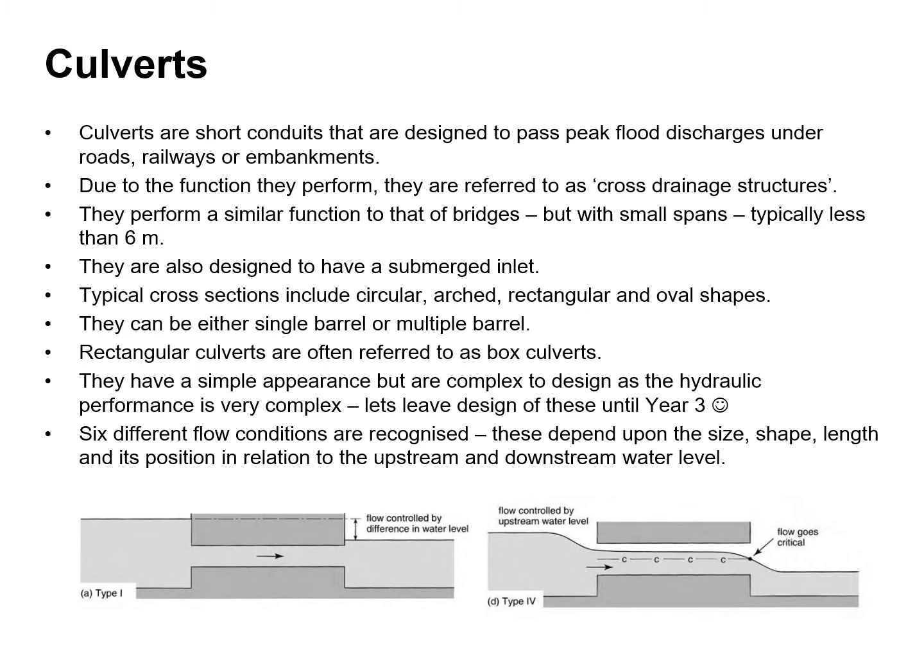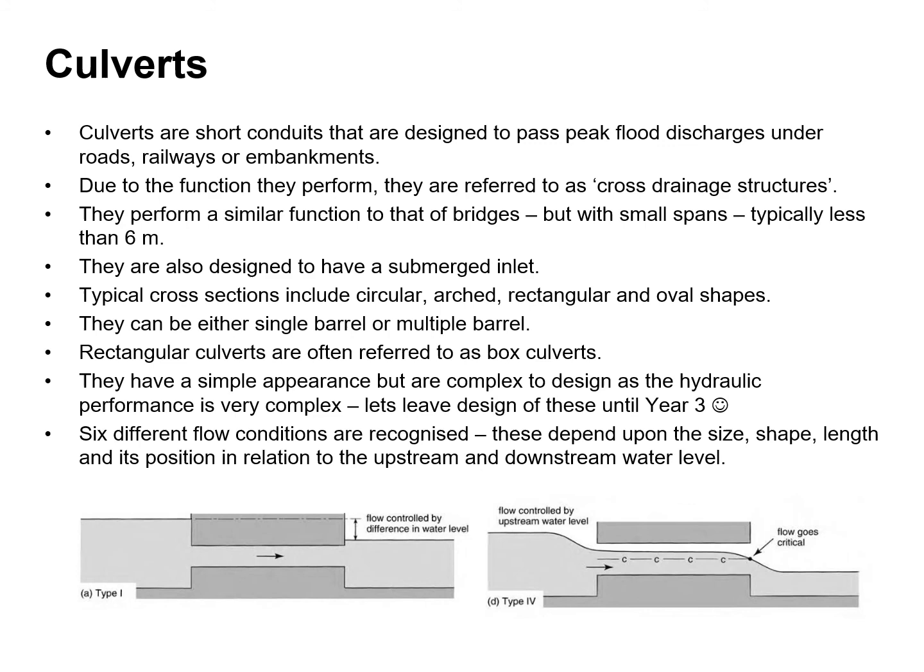They can be either single barrel or multiple barrel. Rectangular culverts are often referred to as box culverts. They have a simple appearance, but are complex to design, as the hydraulic performance is very complex, so let's leave this design until year 3. Six different flow conditions are recognised, and these depend upon the size, shape, length and the position in relation to the upstream and downstream water level.